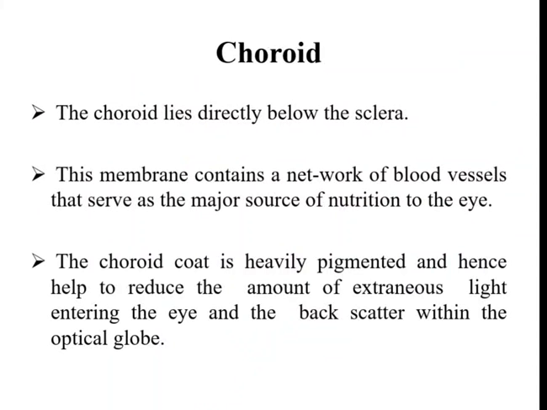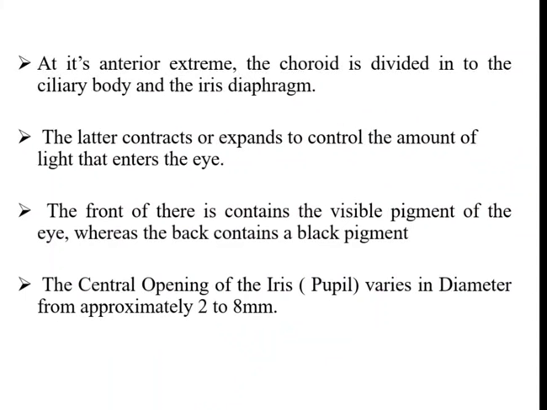This choroid coat is heavily pigmented and helps to reduce the amount of extraneous light entering the eye and the backscatter within the optical globe. This membrane contains the network of blood vessels that serve as the major source of nutrition to the eye. The choroid lies directly below the sclera.